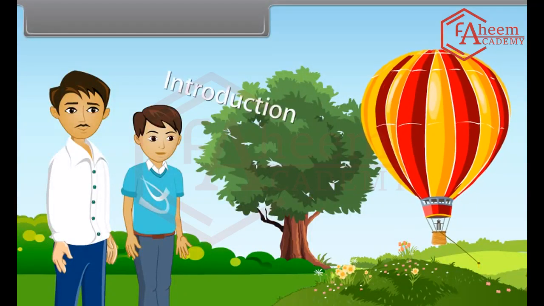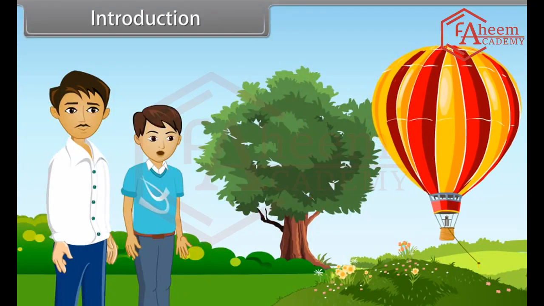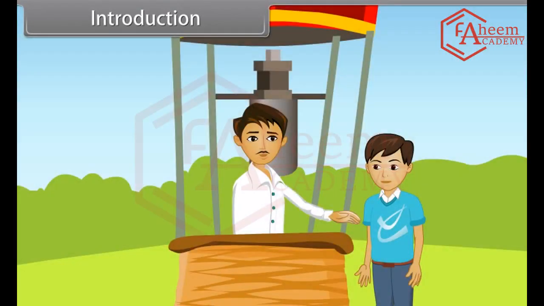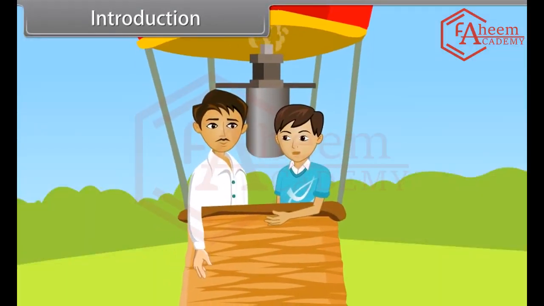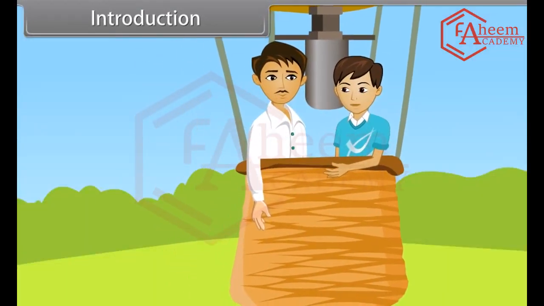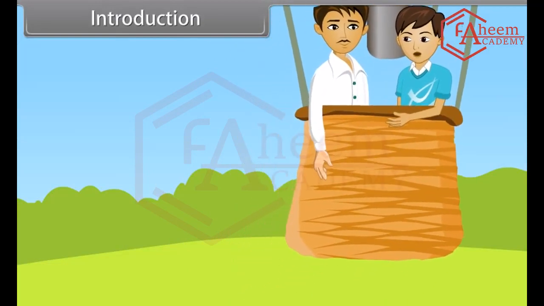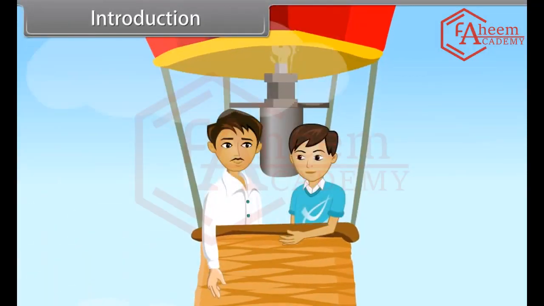Come on, Dad. Let's get on the balloon. Easy, Rohit, easy. Yippee! It is going up now. We are flying like a bird. Dad, I want to ask you something. Yes, Rohit, tell me. How does it get into the air?